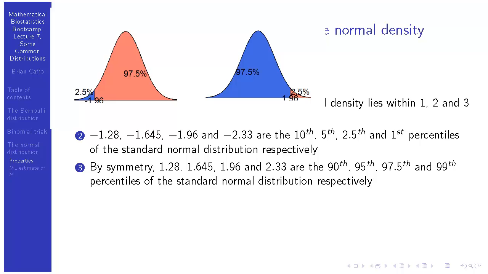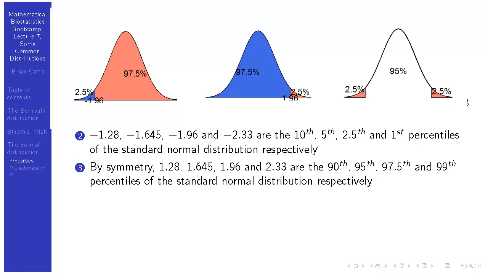One in specific I want to point out that you really need to memorize is 1.96. The reason it's useful is that if you take negative 1.96 and positive 1.96, the probability of lying outside of that range, right, below negative 1.96 or above positive 1.96, well, that's 5%. So 2.5% below it and 2.5% above it. So the probability of lying between negative 1.96 and positive 1.96 is 95%.